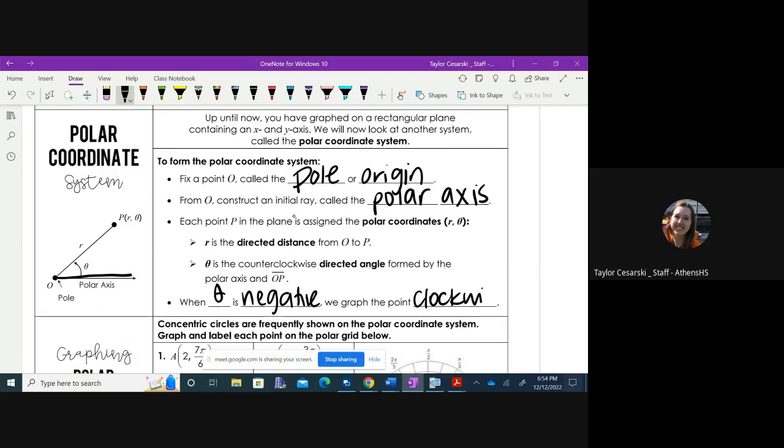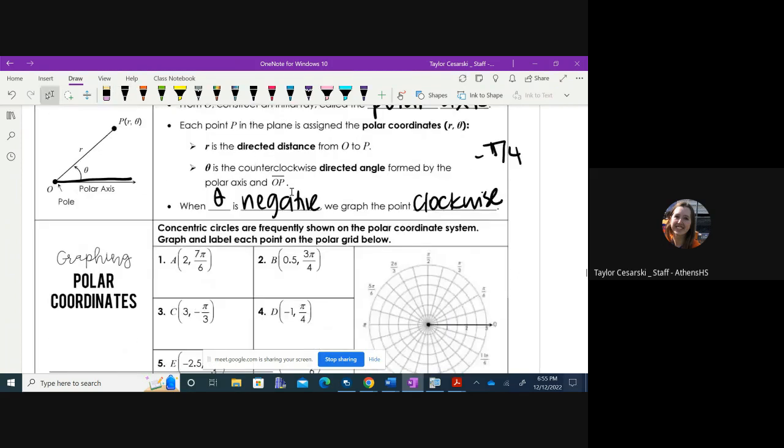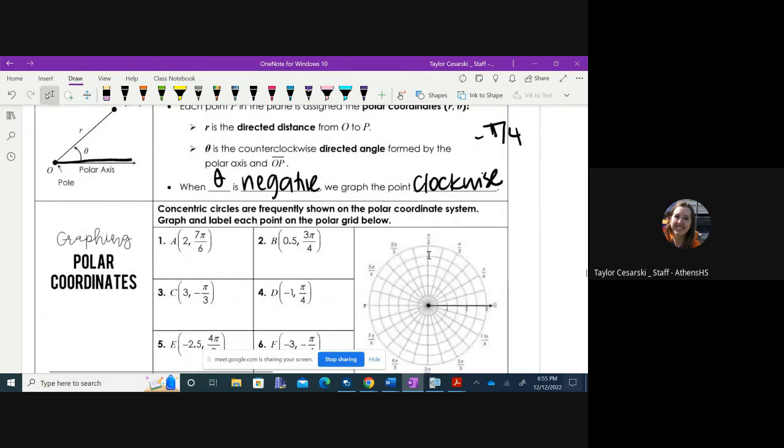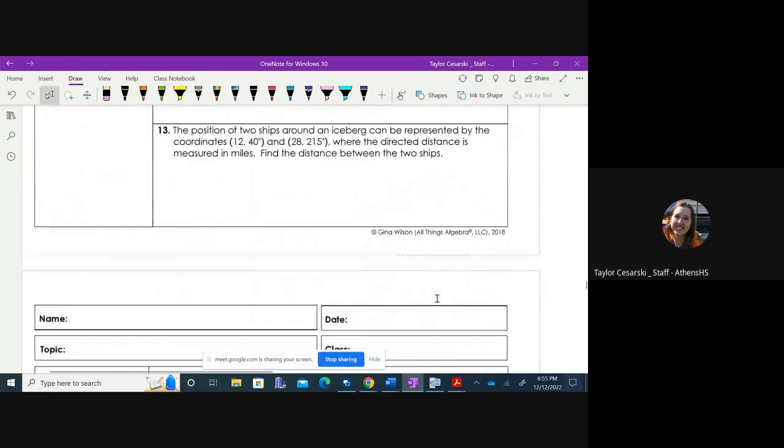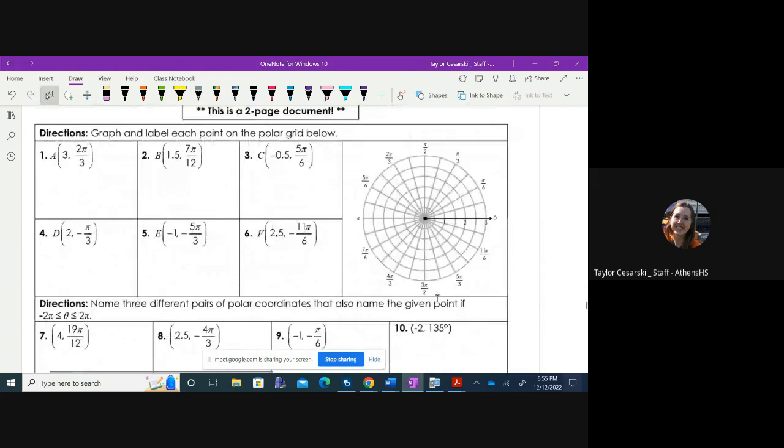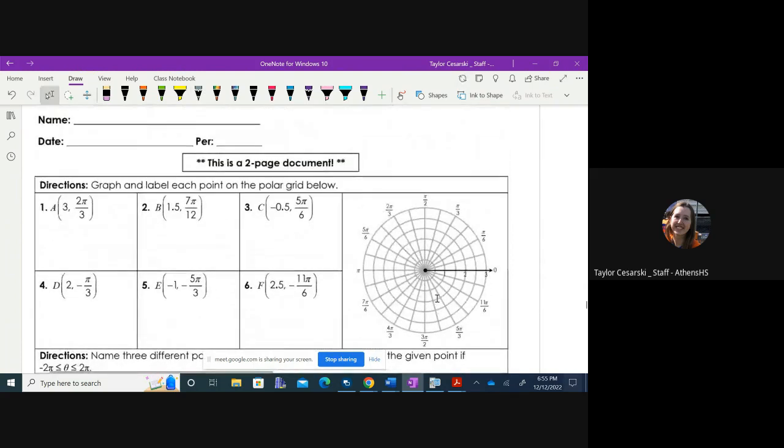So just like you would think of if I gave you pi over 4 and I told you to find pi over 4, you would go counterclockwise. If I gave you negative pi over 4, you would go clockwise. So graphing polar coordinates, unfortunately, this graph looks really, really bad and you can't really see it very well. So what I want you to do is turn in your packet to this page right here that says this is a 2-page document, and we're actually going to graph them right here.